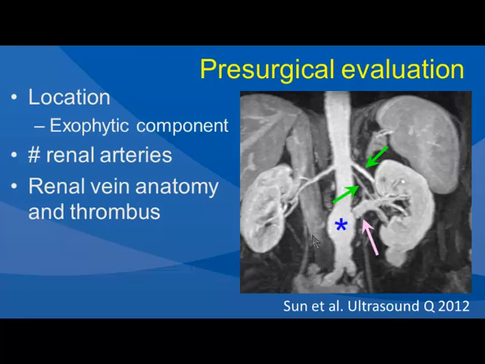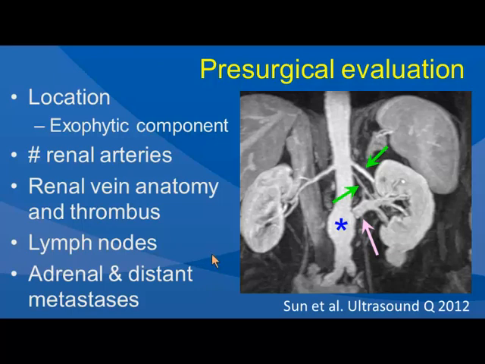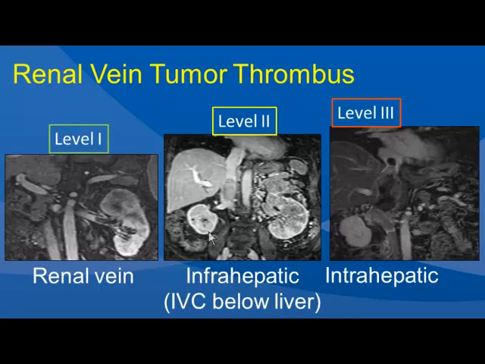You want to describe the presence of infrarenal aortic aneurysms, as sometimes they have to approach these lesions from the retroperitoneum, and they don't want to, again, damage the aorta. And of course, the presence of lymph nodes and adrenal and distal metastases have to be part of the report as well.